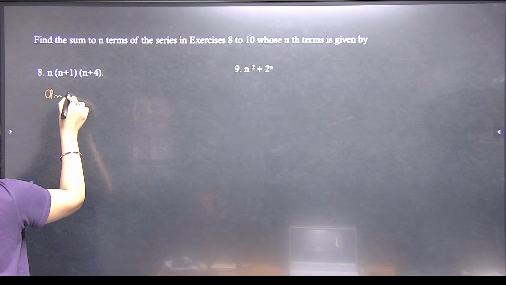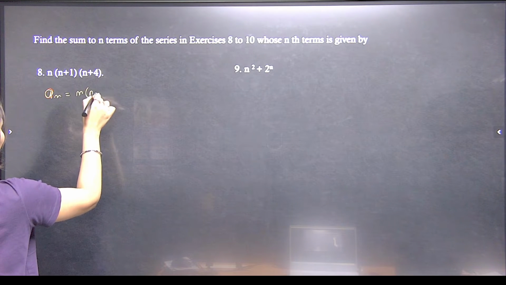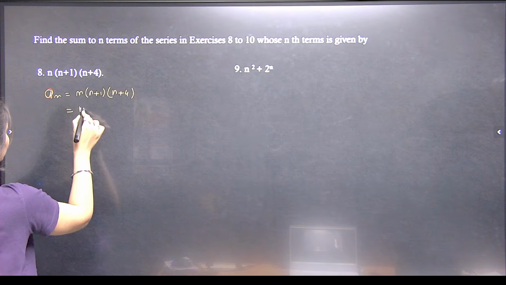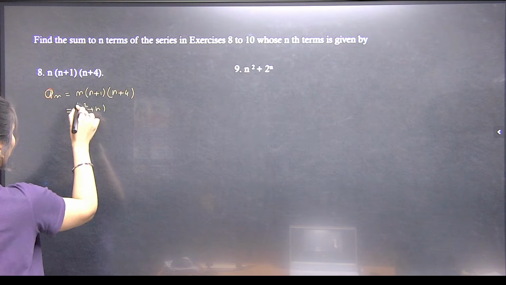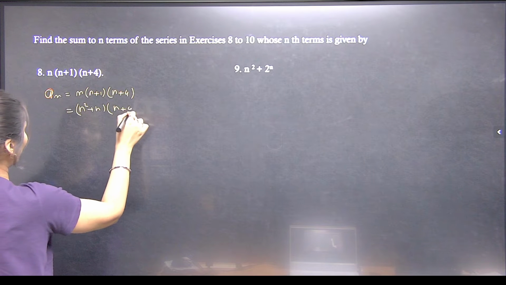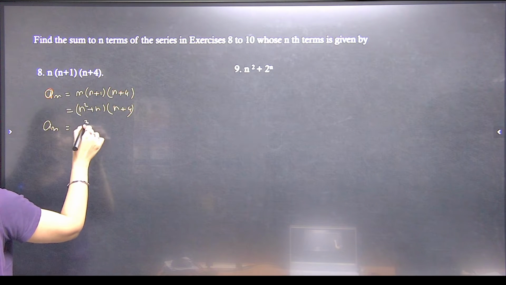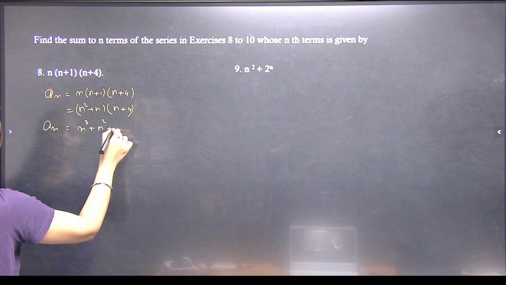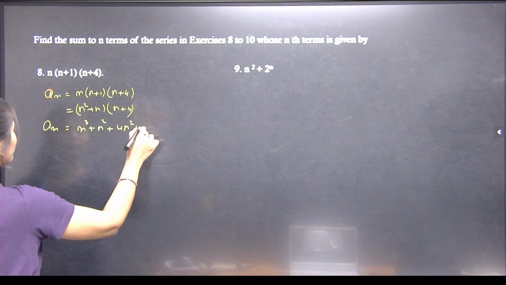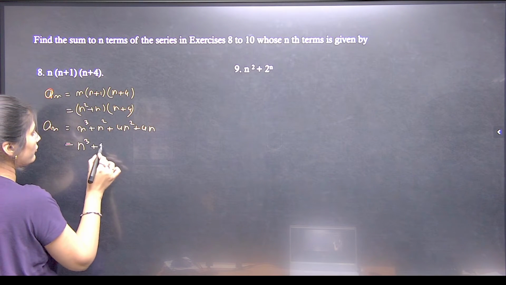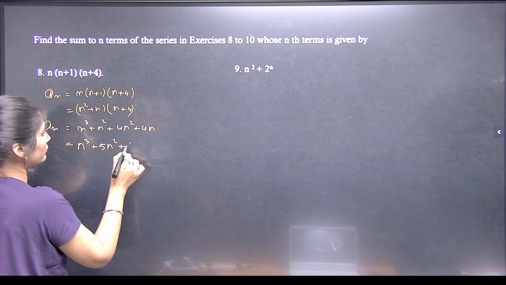Nth term is (n plus 1)(n plus 4). So if I solve it, it is n square plus n, and here we have n plus 4. On multiplying it, it will give a_n is equal to n cube plus n square plus 4n square plus 4n. So simply it is n cube plus 5n square plus 4n.